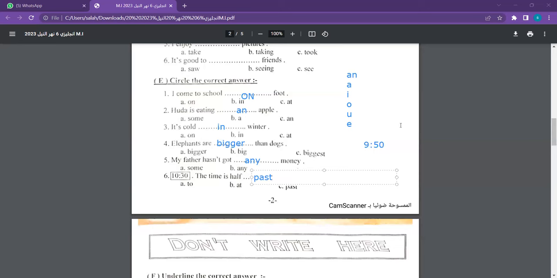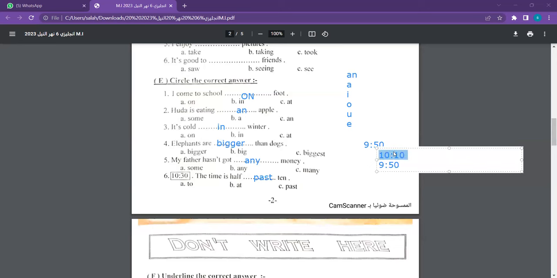I will give you an example here, okay? This is 10 past 10, 10 past 10. But this is 10 to 10. Do you know the difference here? This is 10 past 10. And this is 10 to 10. I write it like this. Okay? Do you understand? Yes. Okay, let us continue.